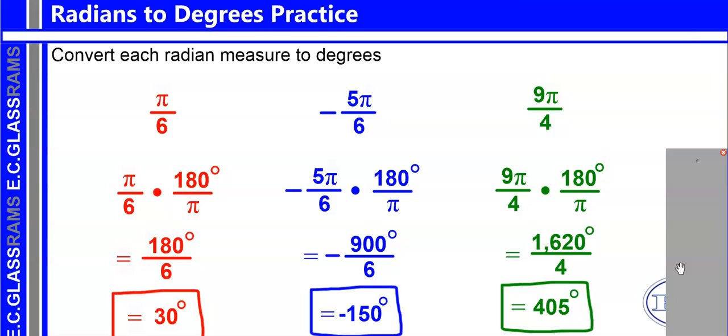Again, notice I multiplied everything by 180 over pi. I didn't show the step of crossing things out, but hopefully at this point you know that the pi's just cancel out, and you just have to focus on the numbers. And that's all there is to it, ladies and gentlemen.